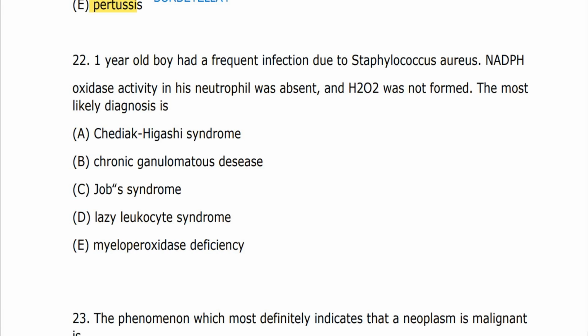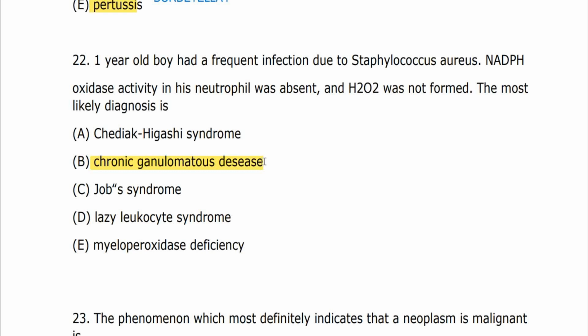A 1-year-old boy had frequent infections due to Staphylococcus aureus. NADPH oxidase activity in his neutrophils was absent, so hydrogen peroxide was not formed. The most likely diagnosis... this is the question I was talking about. When people have a deficiency of NADPH oxidase, they suffer from chronic granulomatous disease. The exam I wrote, this question was, I want to say, reverse engineered, but the answer is still here.